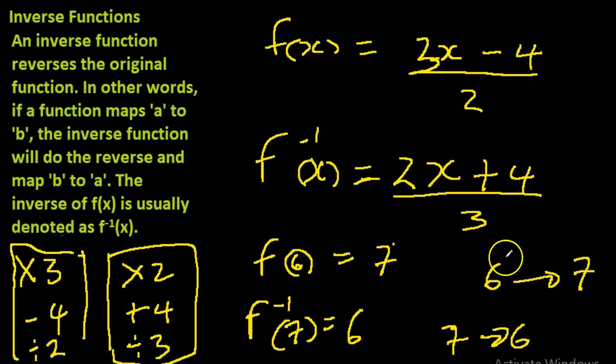So the original maps 6 to 7. The inverse, cancel this, your A, right? Cancel this, your B. And then maps back B to A. So A is like the 6, B is like the 7, right? So it does the exact opposite.